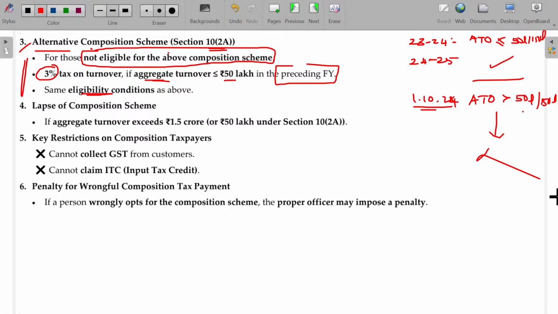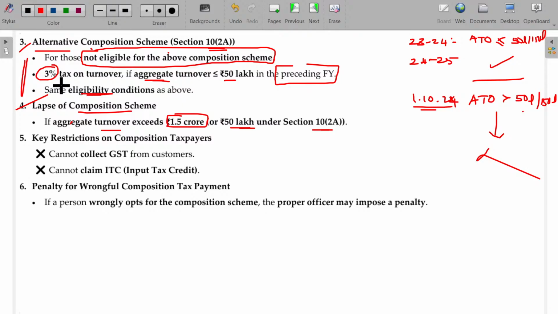The limit is there. The moment the limit is crossed, you will lose it. Or you should not supply outside the state. You should not do interstate trade. If you are involved in interstate trade, then automatically it lapses and you have to go for the regular taxpayer. So, lapse of composition scheme: aggregate turnover exceeds 1.5 crores or 50 lakhs under section 10 clause 2A. Then automatically your composition scheme is lapsed.